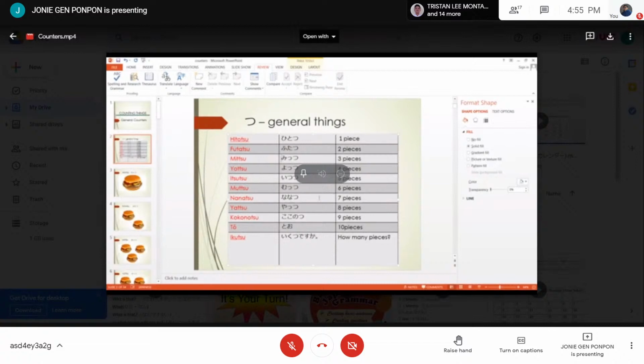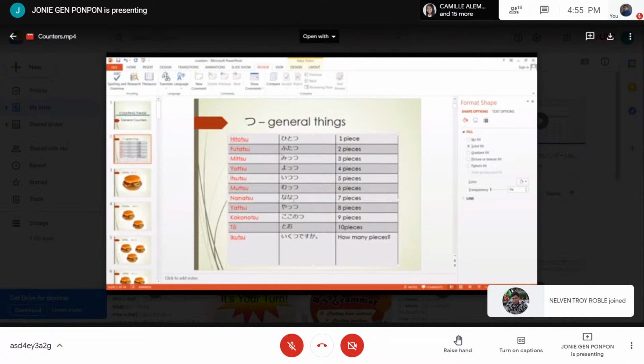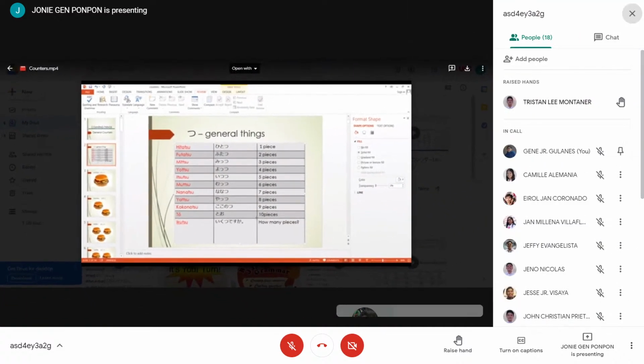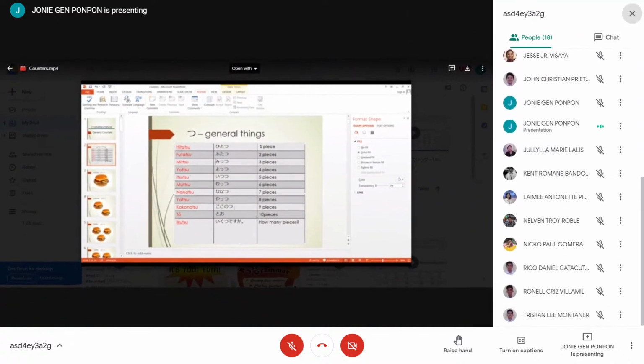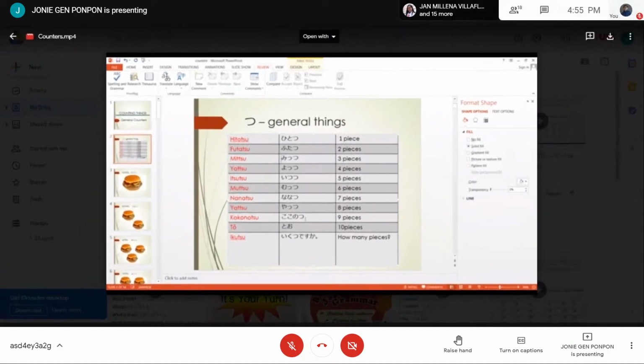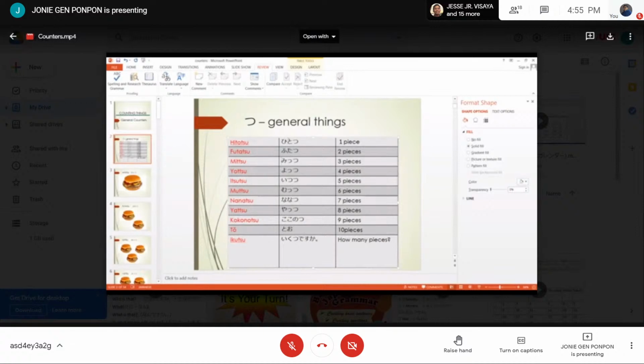Mutsu. 7 pieces, nanatsu. 8 pieces, yatsu. 9 pieces, kokonotsu. Hindi yan kokonatsu, ha? Kokonotsu. And then for 10 pieces, the to. Walang tsu, but the to only. Right? Okay, so for the question pattern for answering, or if this is your answers, okay?